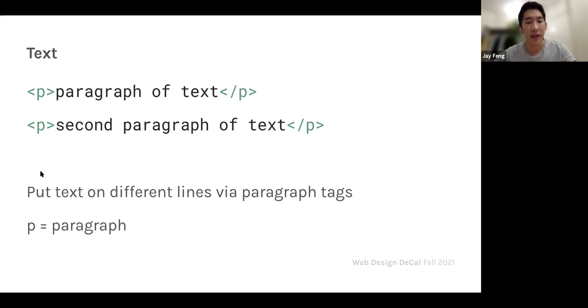What's unique about p tags, or I guess not quite unique, but a function of p tags, is that it puts text on different lines using these tags. So if we have this opening p tag, closing p tag with some text in between, and this opening p tag, closing p tag with text in between, these are always going to be on different lines unless we use CSS to specify otherwise.